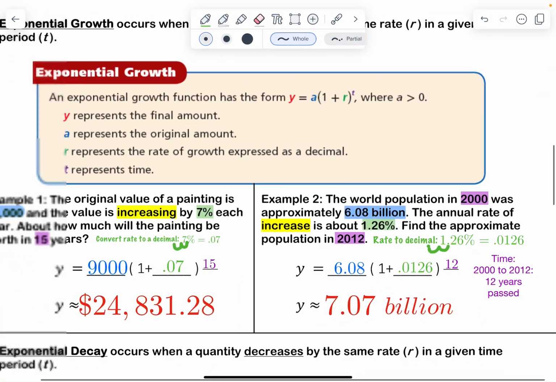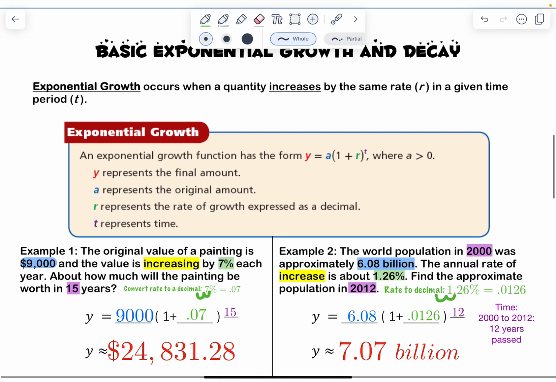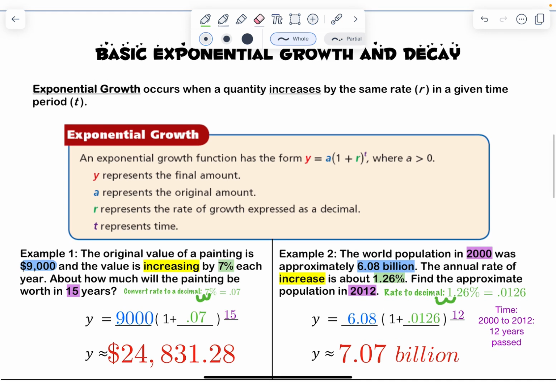Okay, let me zoom out here so you can see all of that. So that is exponential growth, taking some sort of value, whether it's money or a population, and having it grow at a certain rate. Obviously, you can see what we started with is smaller than what we ended with because our amount was increasing for exponential growth.